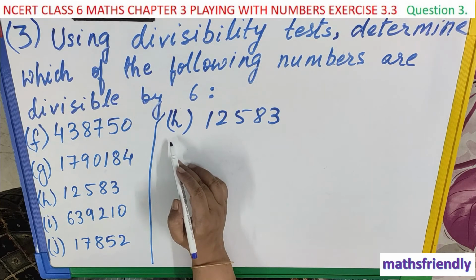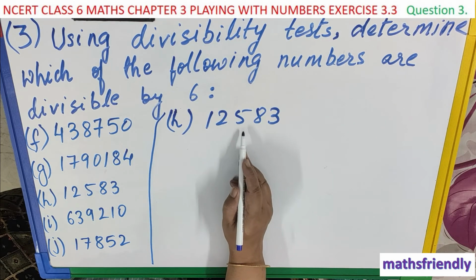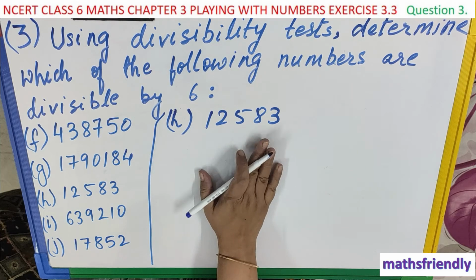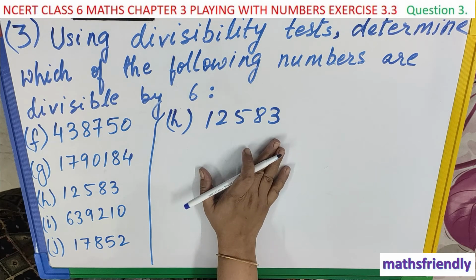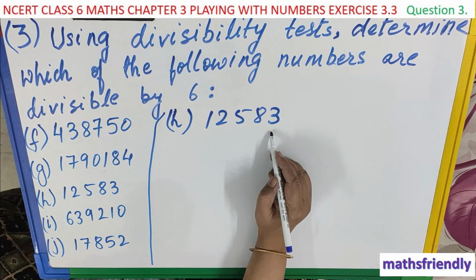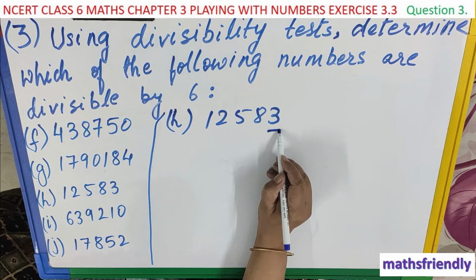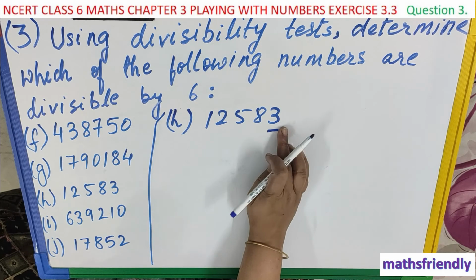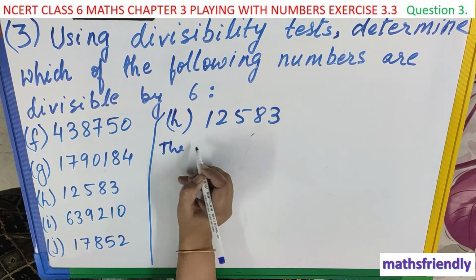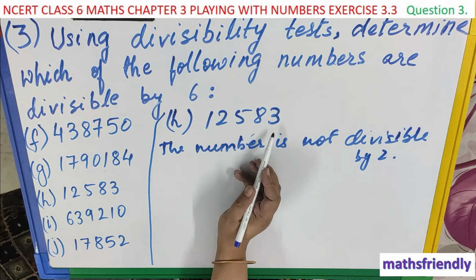The next question is question number H, which has number 12,583. So we have to check its divisibility by 2 and 3 first, then we can say whether it is divisible by 6 or not. Is it divisible by 2? No, it is not divisible by 2 because the digit at ones place is 3. So this number is not divisible by 2. So we will write the number is not divisible by 2. Now its divisibility we have to check by 3.